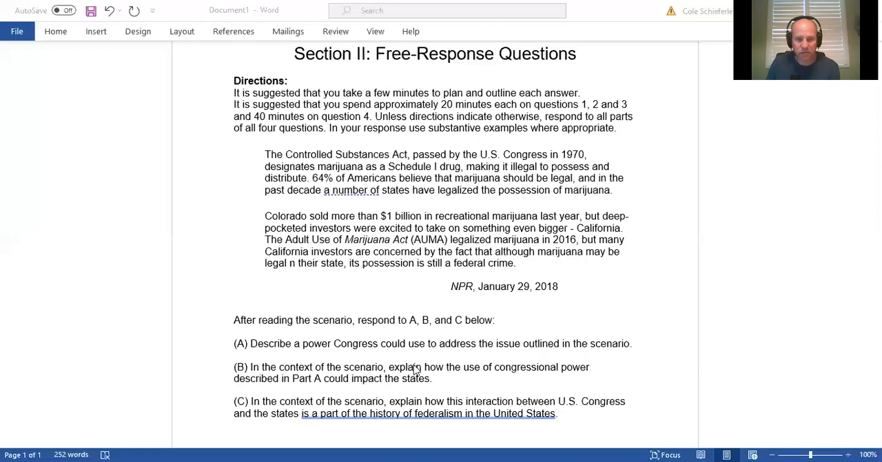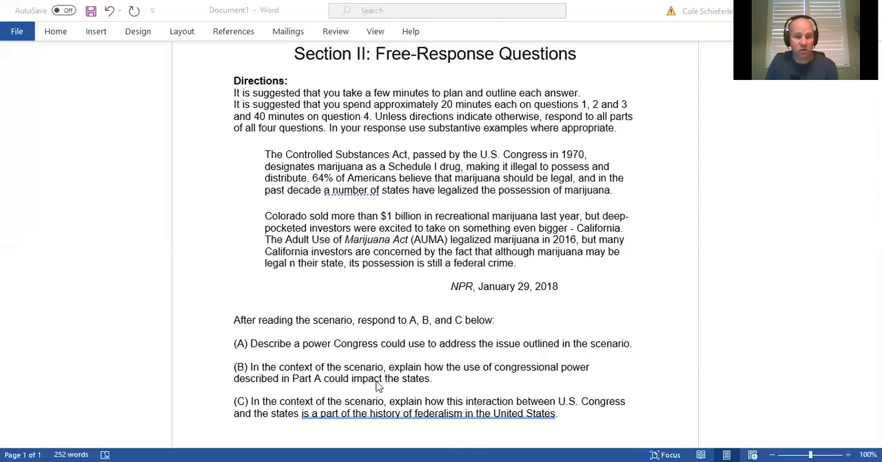So these sort of blend together a little bit here. Explain means how or why. Okay. So how the use of defunding would impact the states. Well, if Congress decided to defund the government agency that enforces the Controlled Substance Act, then the federal government would not be able to enforce the Controlled Substance Act that conflicts with the state laws.